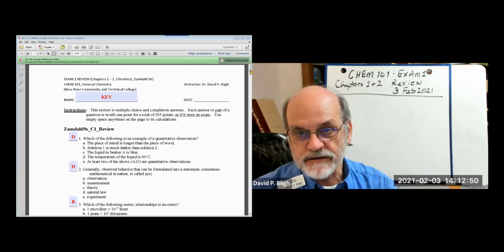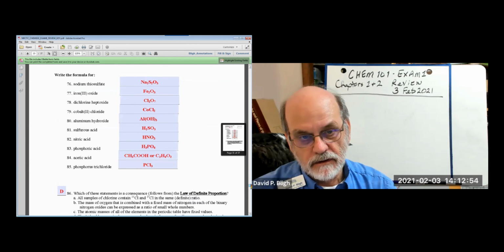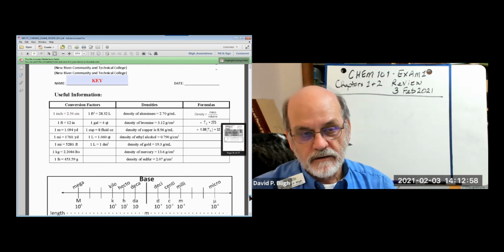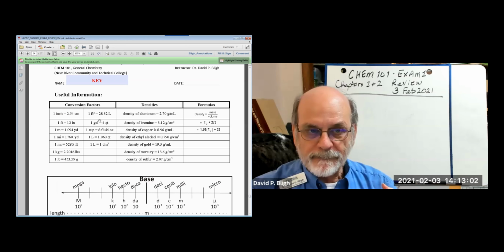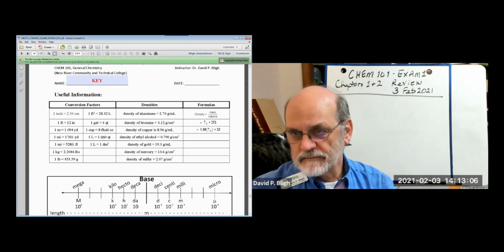I'll point out this. If we go all the way to the bottom, down to here, at this point we start the useful information. And for this first exam, I've got conversion factors here that you might need, if they're not given in the problem. Sometimes they're in the problem. Densities that you might need. Formulas, like there's the density formula.